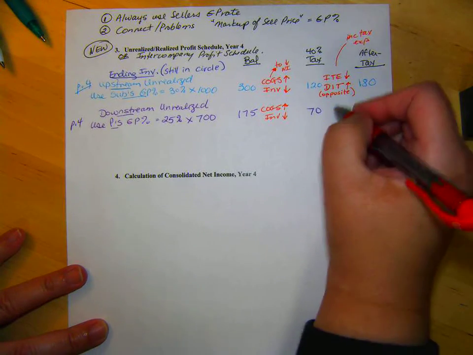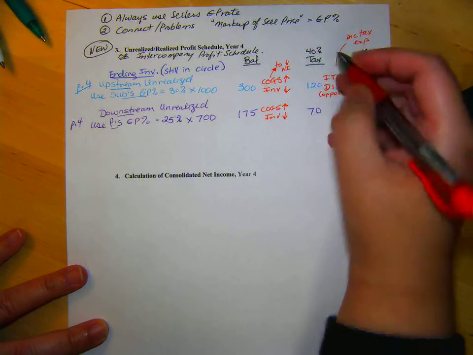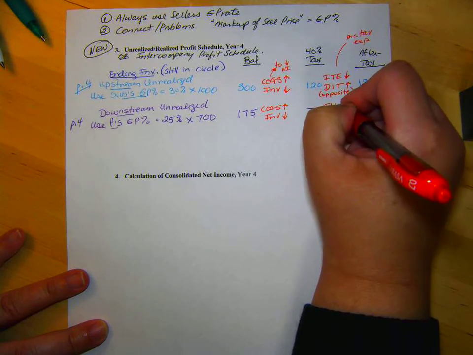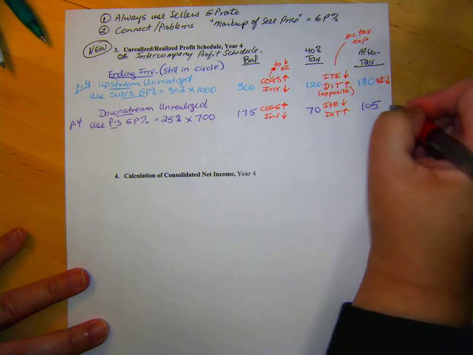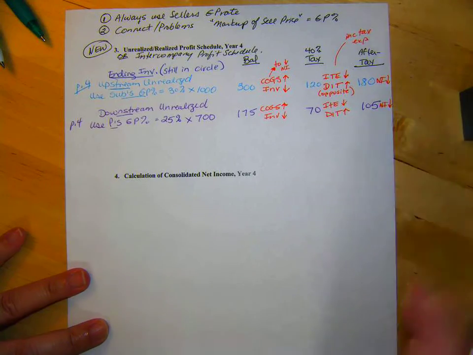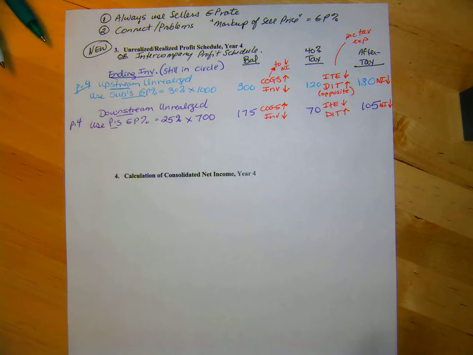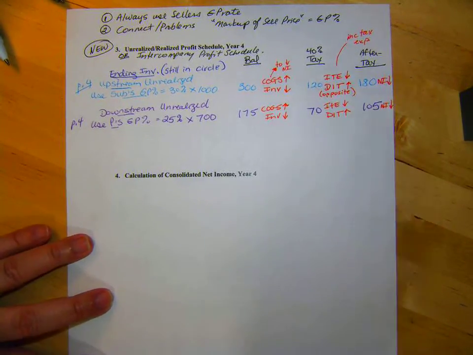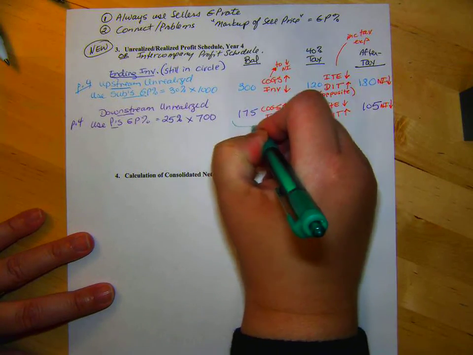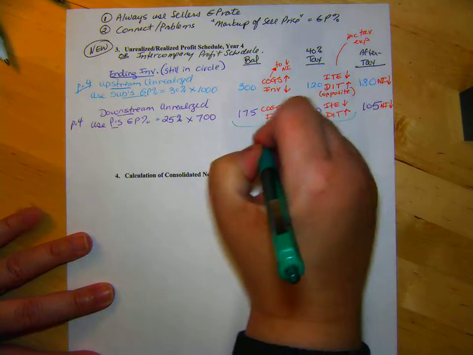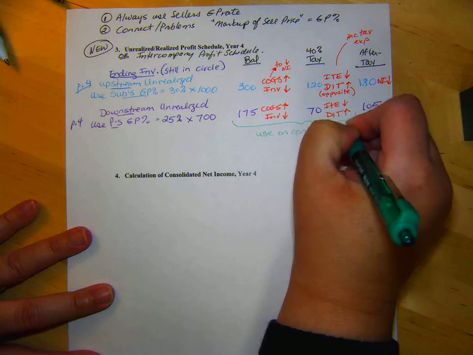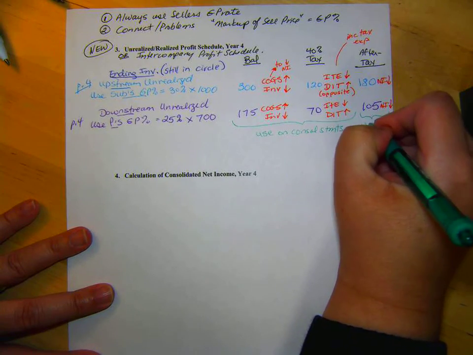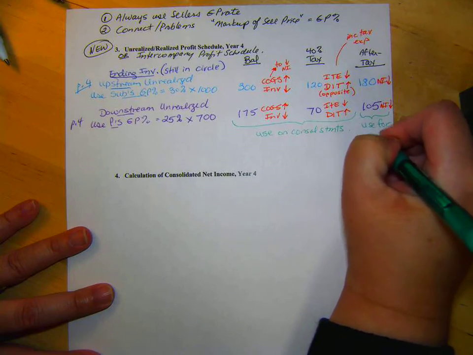Okay, so same thing here. Cost of goods sold is going up. That means net income's down. So ITE goes down, DIT goes up. And overall, net income is going down. So, these ones are for use on consolidated statements. And this part is used for calculations.